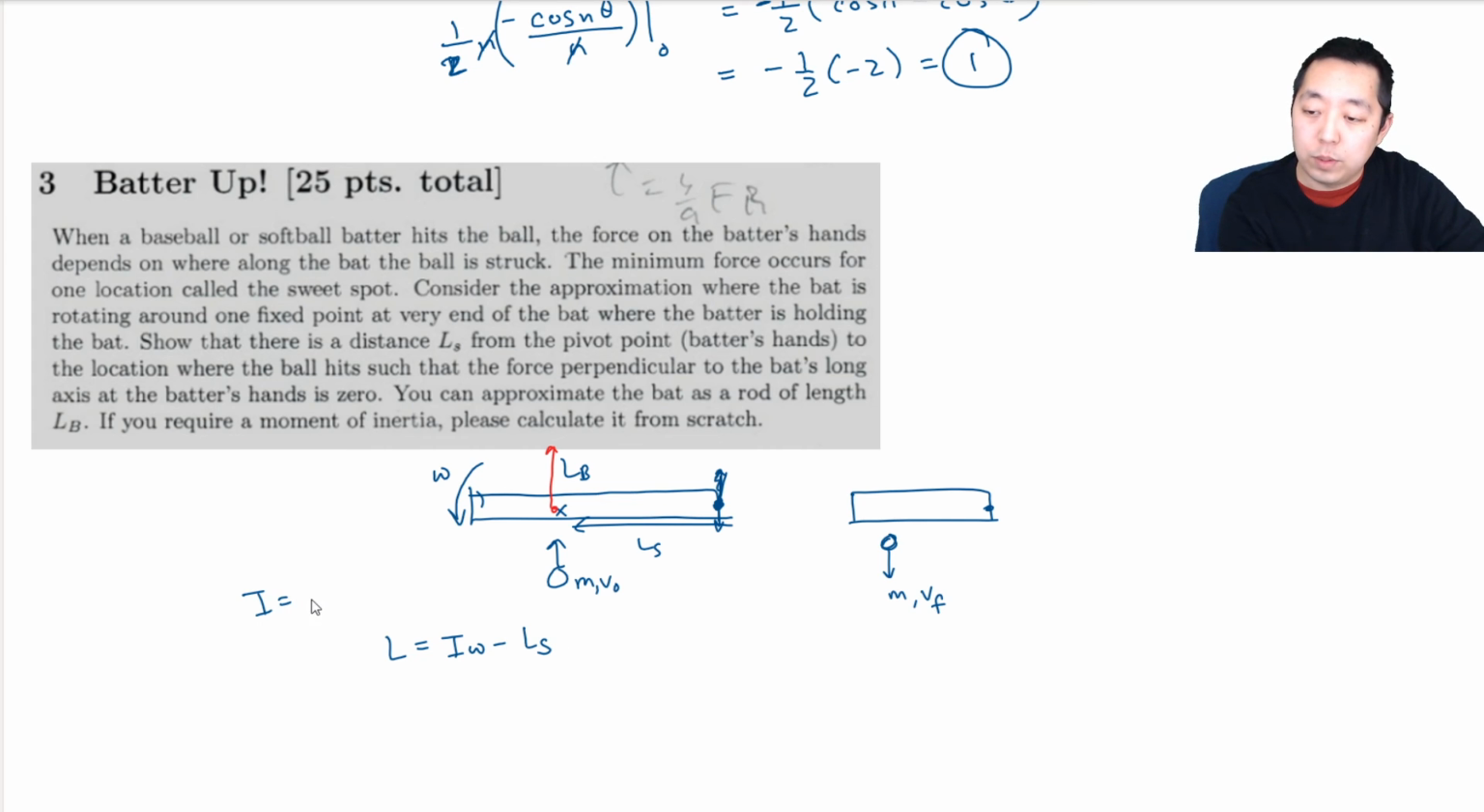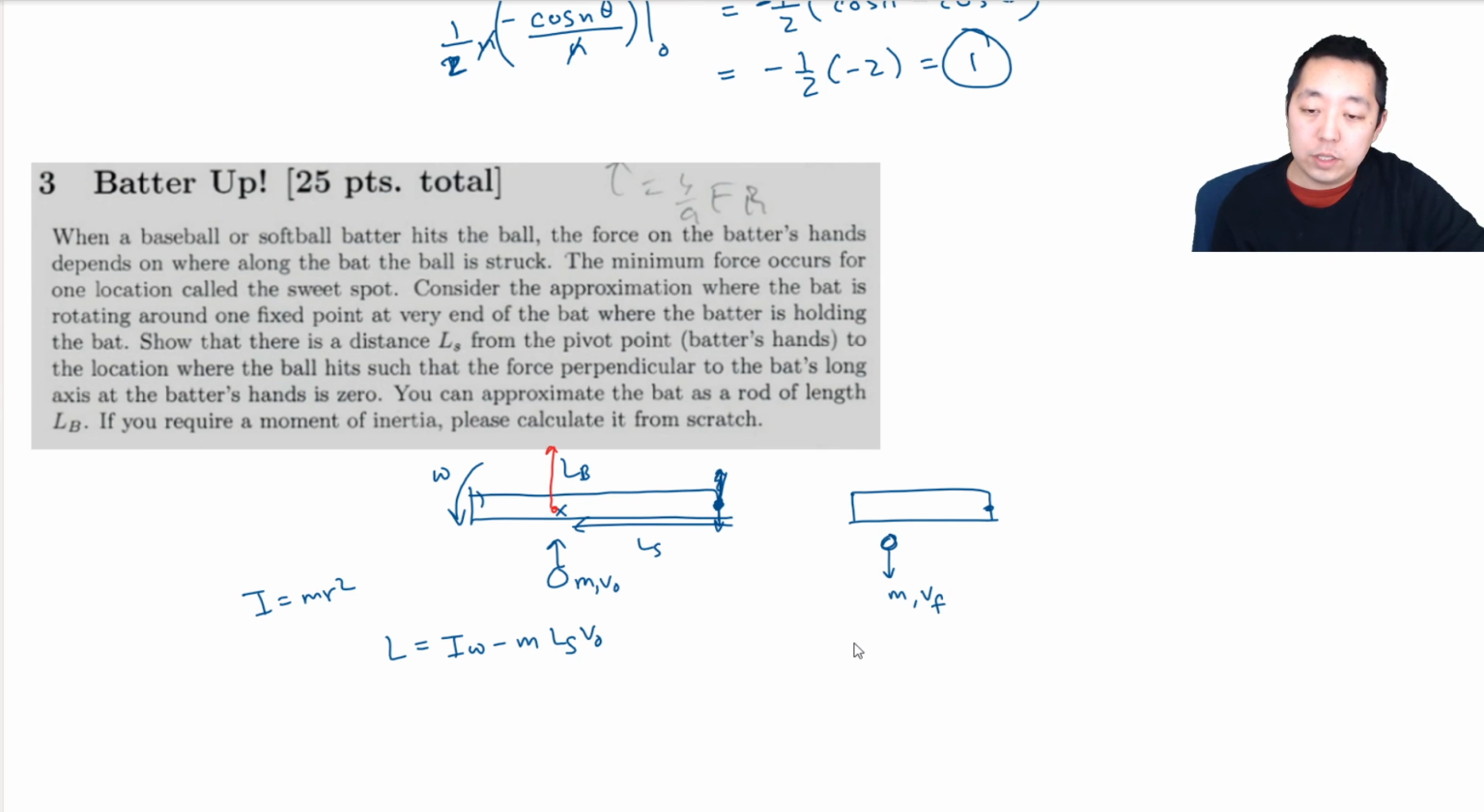Man, I'm really bad at rotational inertia. It's m r squared for a fixed point mass. So it's m LS squared times the angular velocity, which is V naught over LS. So m LS V naught. Yeah, that's it. That's the angular momentum of that thing.